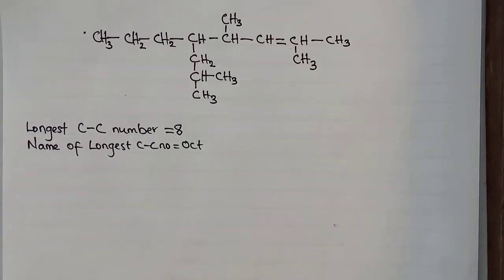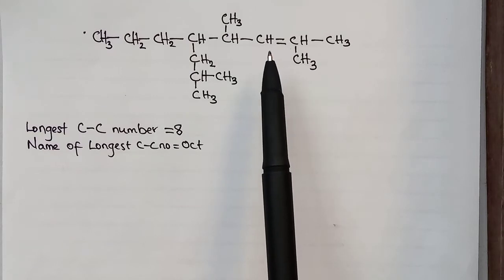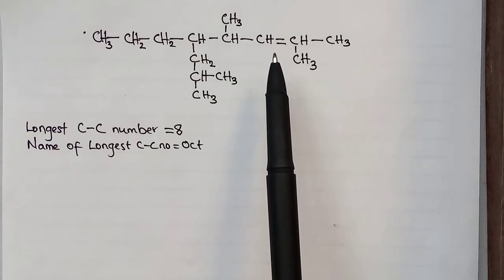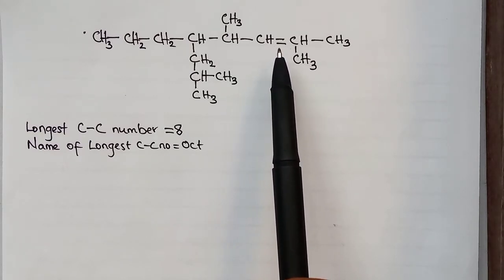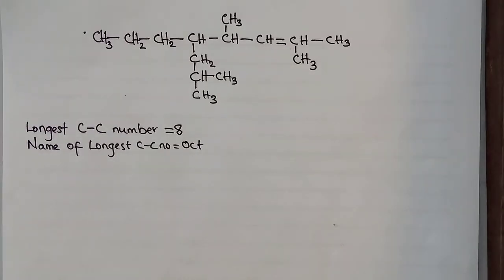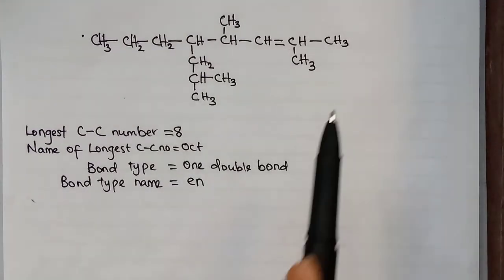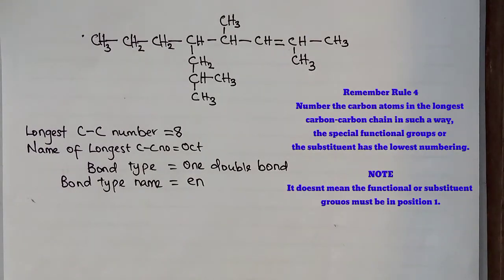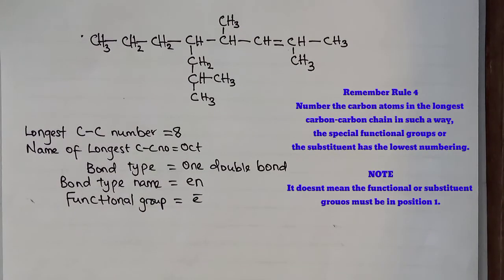If you look at it, you notice that we have a double bond here. Having this double bond makes it en. If you look at it, there is no special functional group. Therefore, it is more of a hydrocarbon, so we are going to use e as the functional group. The parent name becomes octane.